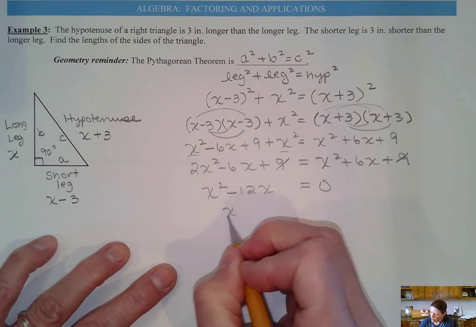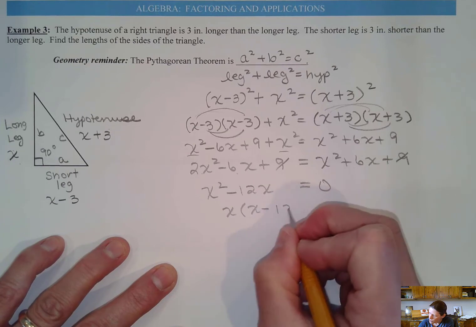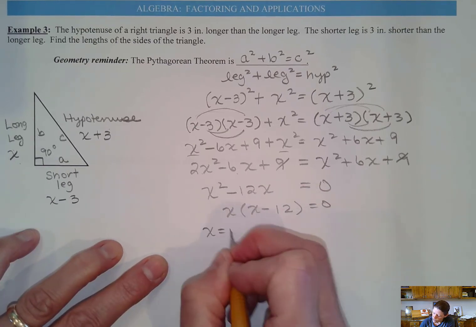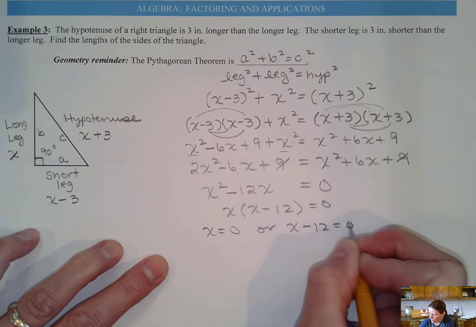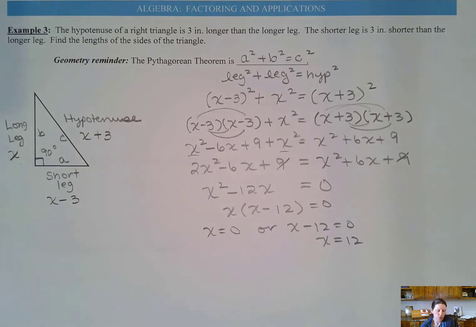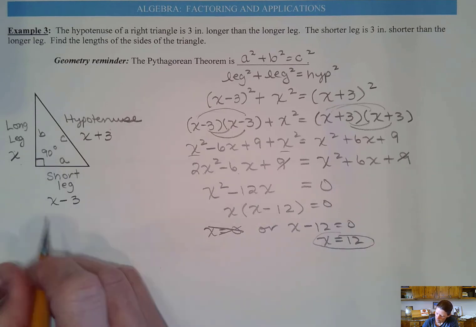Factor out your greatest common factor, which is x. X times x minus 12 is equal to 0. That gives x equals 0, or x minus 12 equals 0. So x equals 0 or x equals 12. Now x equals 0 makes no sense for the length of a side of a right triangle, but x equal 12 does.